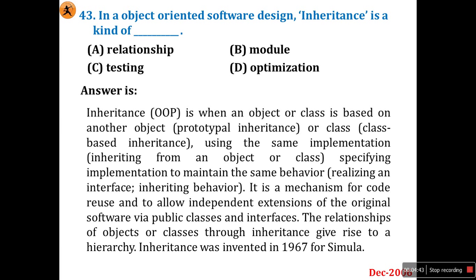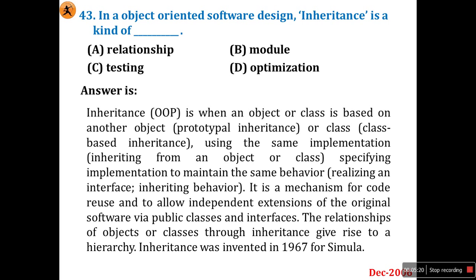Using the same implementation, same concept, specifying the implementation to maintain the same behavior, realizing an interface or inheriting behavior. It is a mechanism for code reuse and to allow independent extensions of the original software via public classes and interfaces. The relationships of the objects or classes through inheritance give rise to a hierarchy. Inheritance was invented in 1967 for Simula.